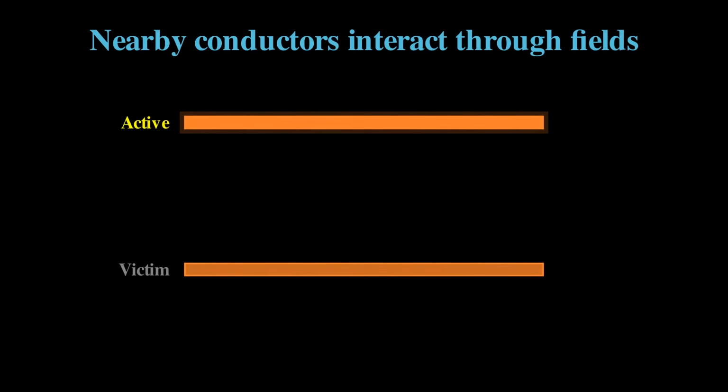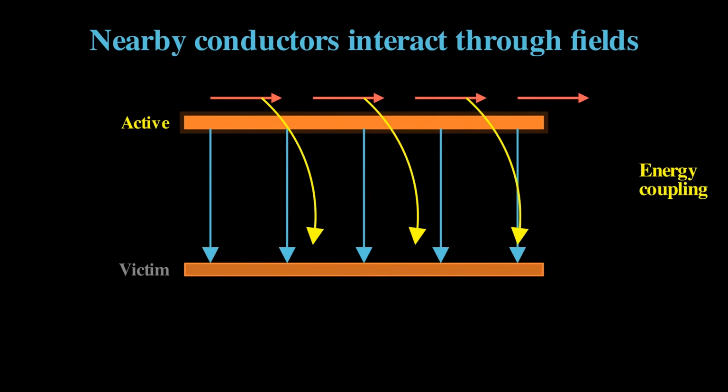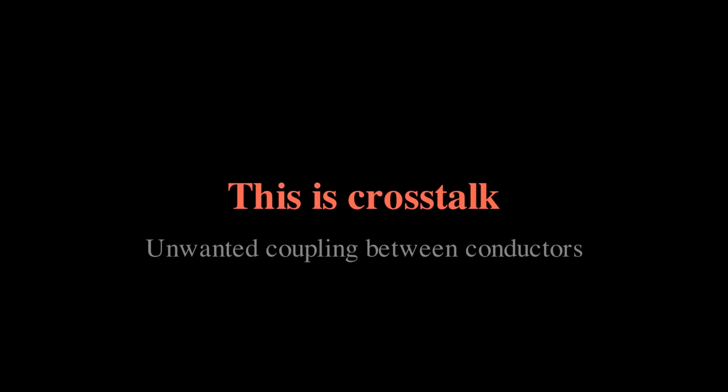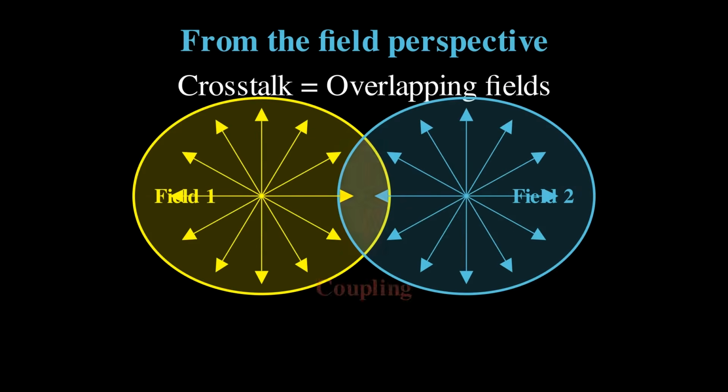If energy is flowing in the fields around conductors, then nearby conductors will inevitably interact through those fields. Energy that is meant to flow along one trace can partially couple into another. This is what we call crosstalk. From the field perspective, crosstalk isn't mysterious. It's simply a consequence of overlapping electromagnetic fields and the corresponding Poynting vector paths.